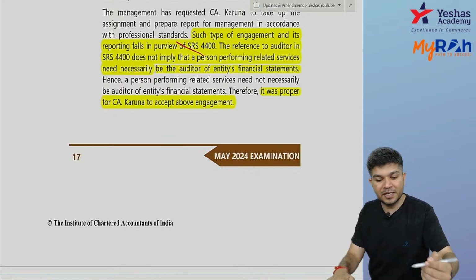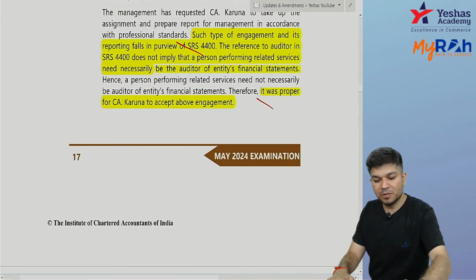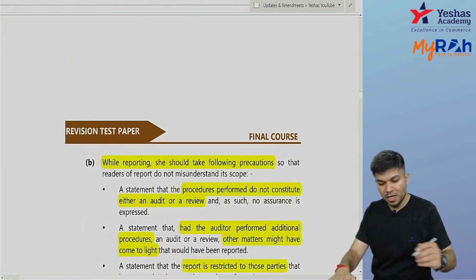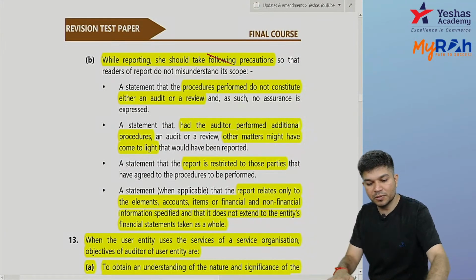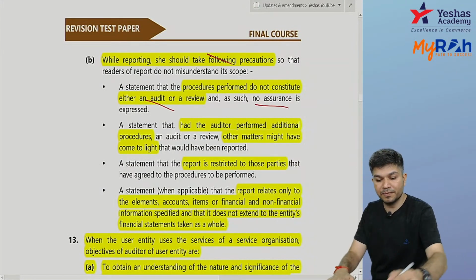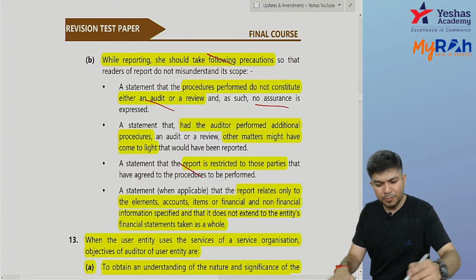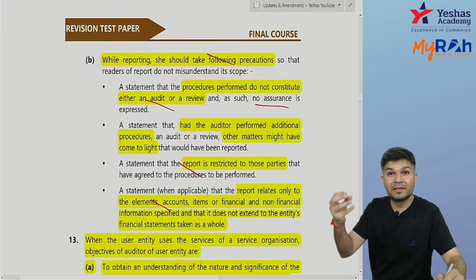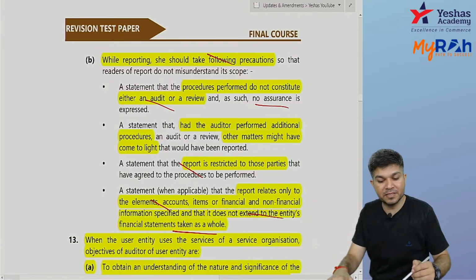So whether CA Karuna is proper in accepting the engagement? Answer is yes. It was proper for Karuna to accept the engagement. Next, what care to be taken while reporting? While reporting, you write down that there's no audit, no review done, so no assurance given. Second, the report is only restricted for those parties, and the report relates only to a single account balance or item. It does not relate to the financial statements as a whole.